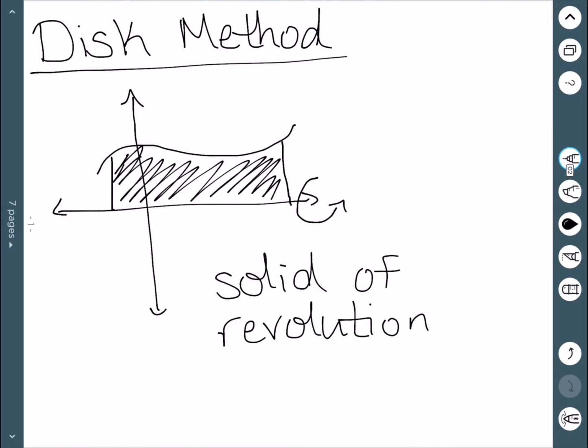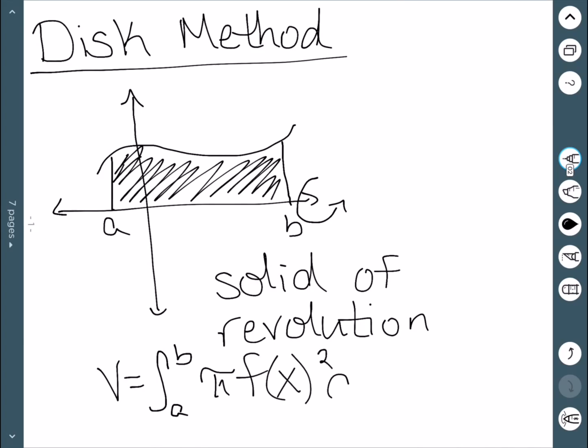In particular, what it says is that the volume of this solid of revolution will go from a to b, which are these bounds on the x-axis, of pi f of x squared dx. So we will talk a little bit about where we got this formula from.